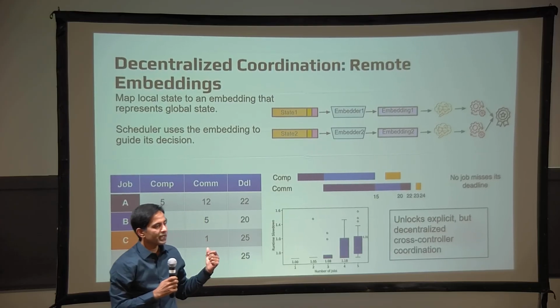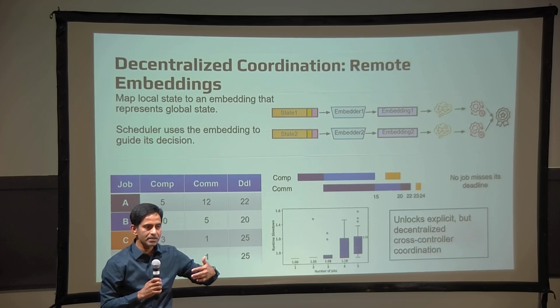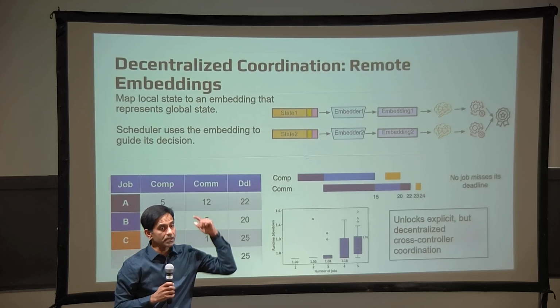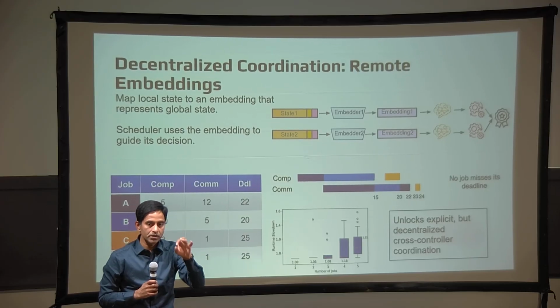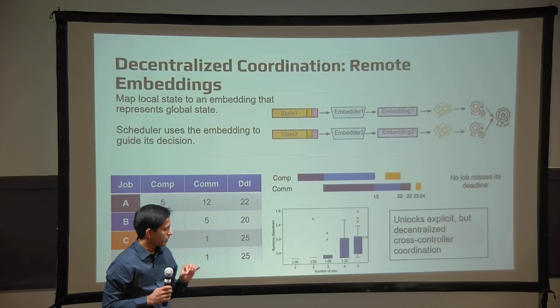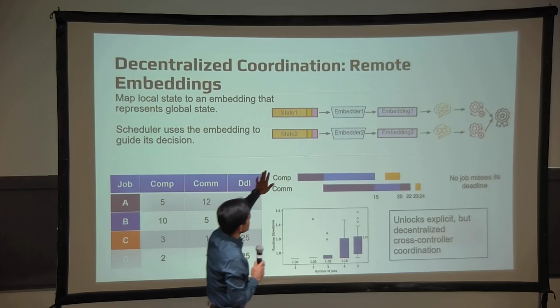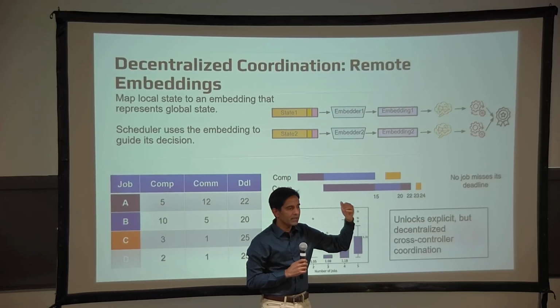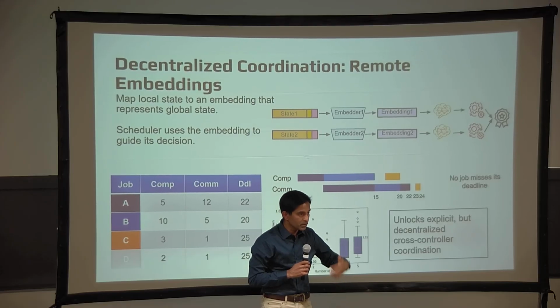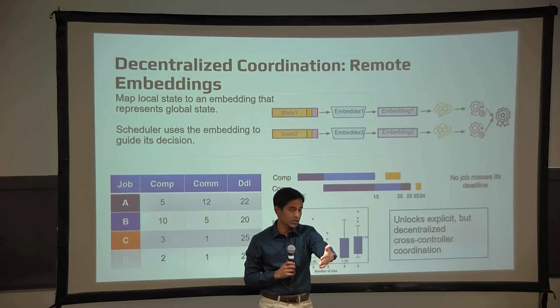So this time, the idea would be, I'm going to look at my local metrics, but I'm going to use that to predict your side. And then I'm going to use that prediction to do my local scheduling. Okay? And that's essentially what this is doing. I'm going to co-train the embedders here in a way that I can use my local state measurements to understand what's going on at the other.